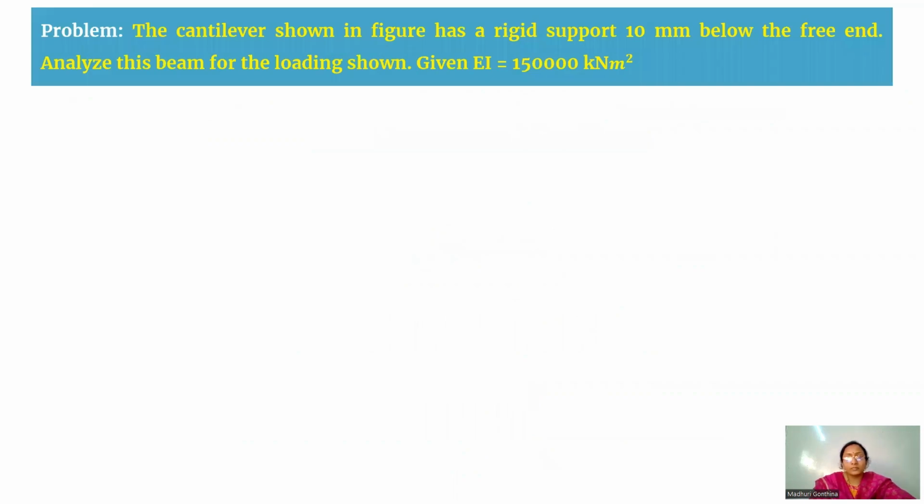So this is a problem. The cantilever shown in the figure is having a rigid support, which is 10 mm below the free end. We are going to analyze that beam as shown in the figure. And then EI here is 150000 kilonewton meter square.